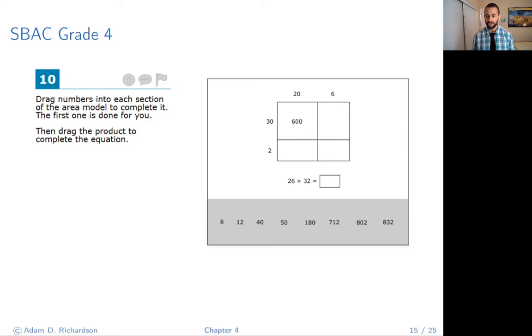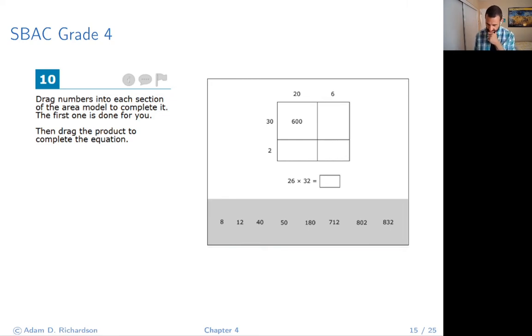Okay, so here's an example. This is a question from the grade 4 Smarter Balanced exam. So we expect a fourth grader to be able to do this. It says to drag the numbers into each section, and then drag the product to complete the equation. So it's literally asking them to model multiplication using the area model. So let's see if we can do it.